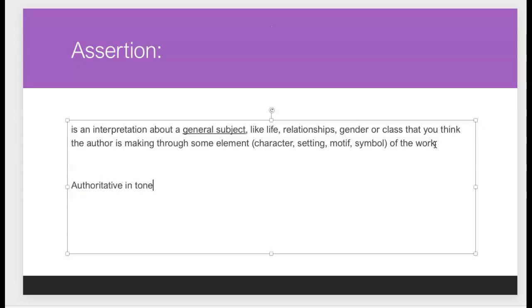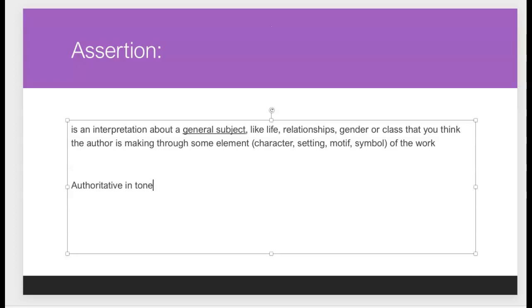It's authoritative. You're not saying, well, it could mean X, Y, or Z. It should be an assertion. It should be authoritative, and not caveated by "I believe" or "I think," or stated in this declarative way: "This paper will discuss whether, in Agatha Christie's novel..." That's not an assertion. That's not a thesis statement.